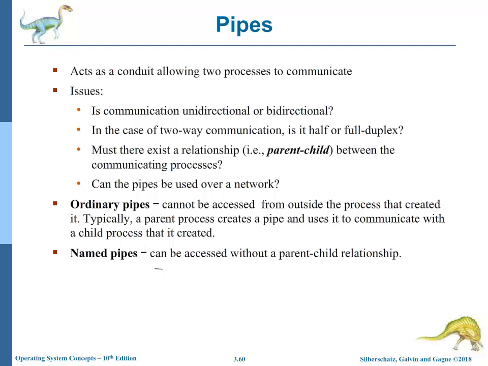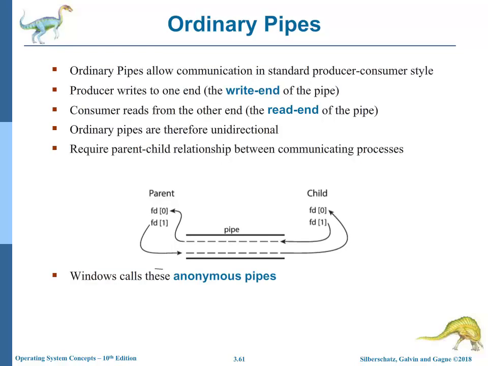A named pipe can be accessed without a parent-child relationship. An ordinary pipe cannot be accessed from outside the process that created it. Typically, a parent process creates a pipe and uses it to communicate with a child process that it creates by the fork function. Recall from the previous section, a child process inherits open files from its parent.